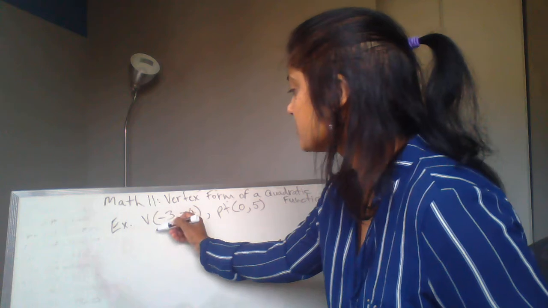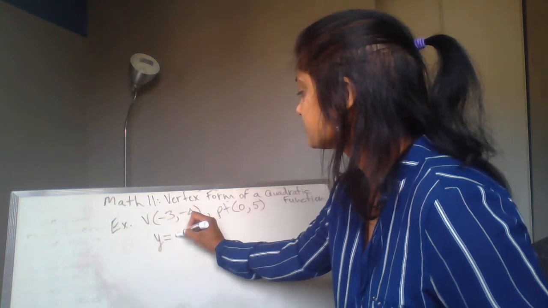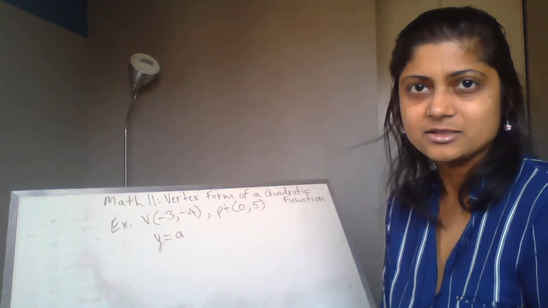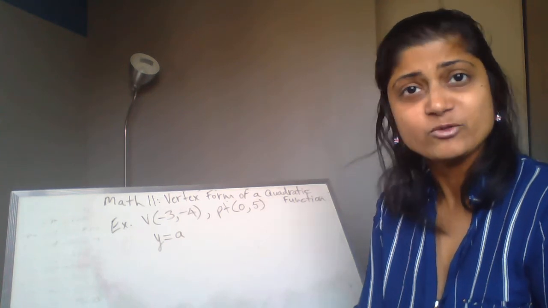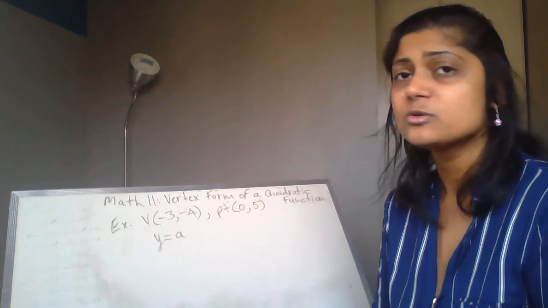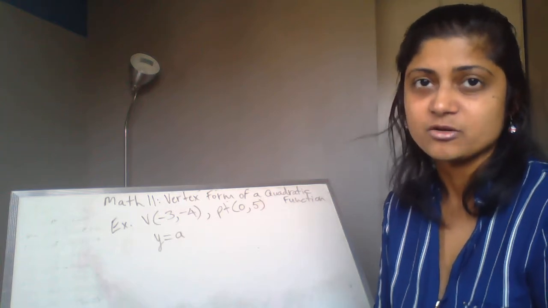Because the vertex form is given, this is the value of a. It just tells you whether the parabola is a vertical stretch or a vertical compression. I don't know the value for a. I'm actually always solving for this.